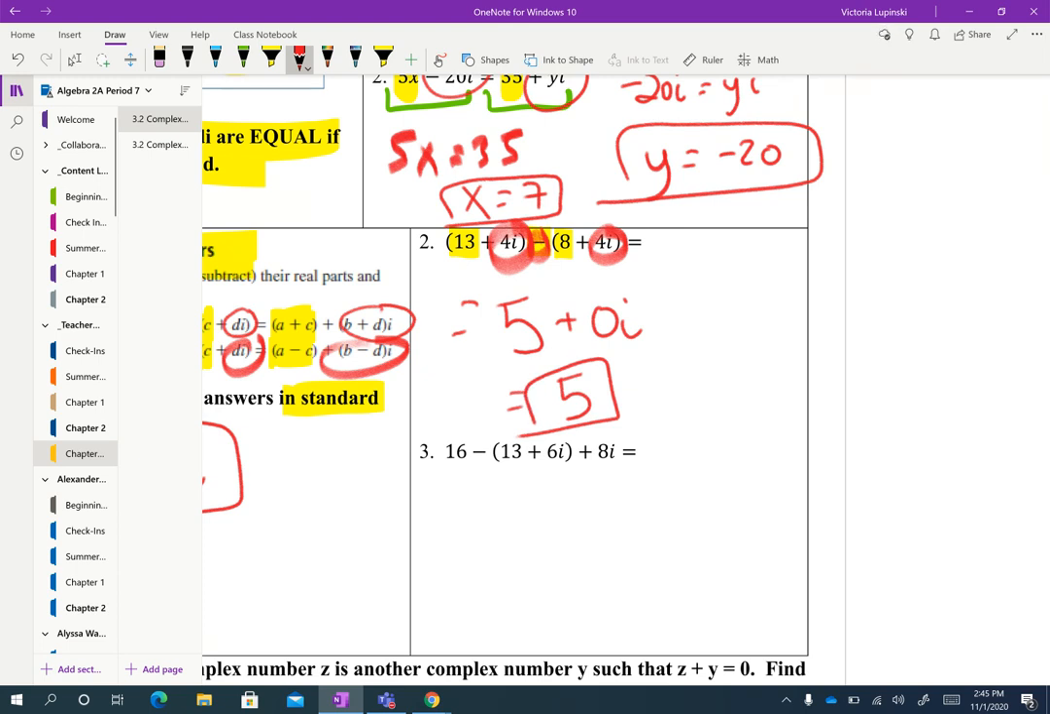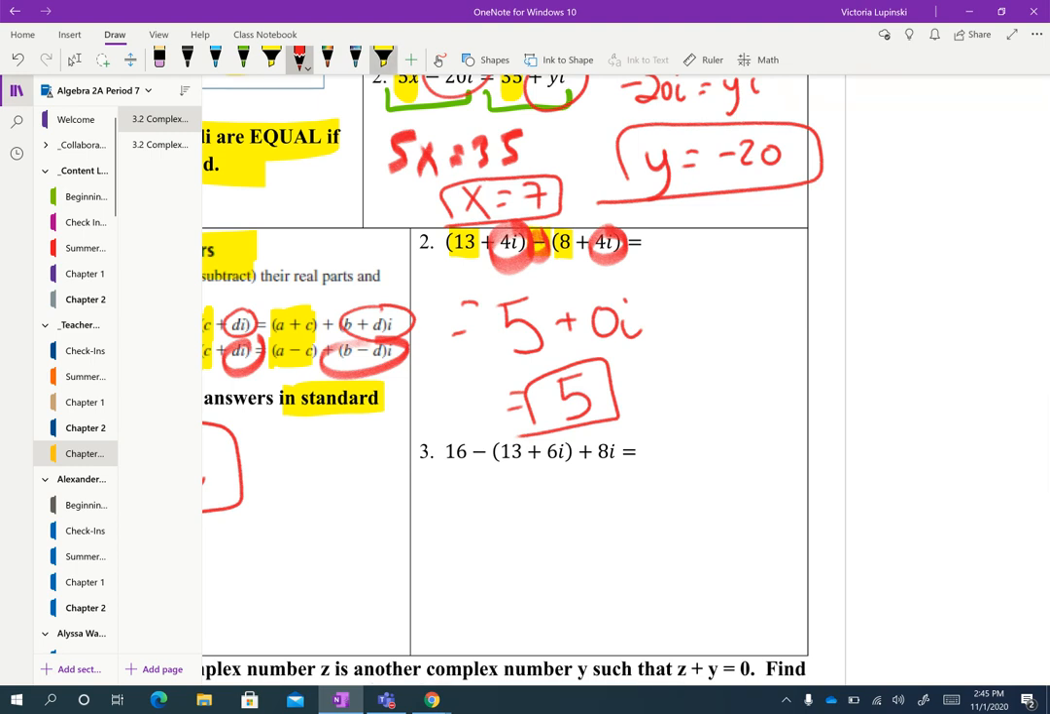Just so you know, when you have a plus bi, that's called a complex number. If you have no i's, like this number, you're a real number. If you only have i's, then you're called a pure imaginary number. So just kind of a fun fact.